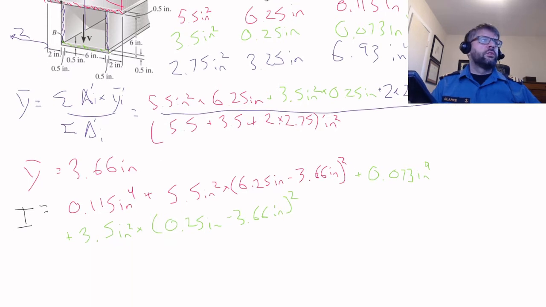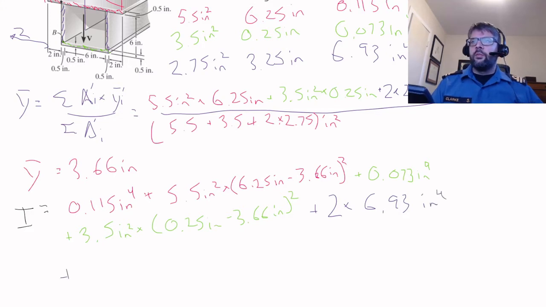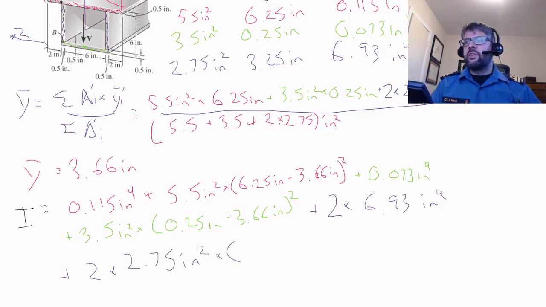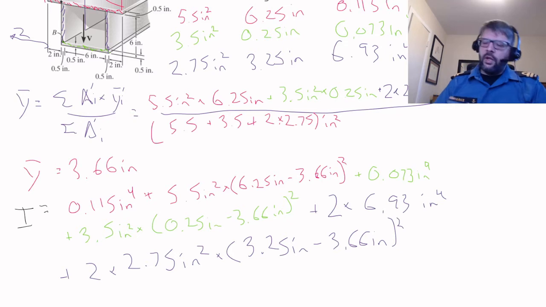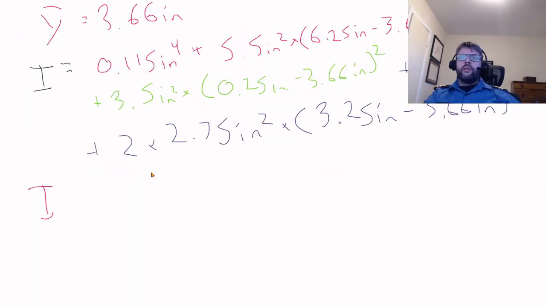And then the purple, plus 2 of them times 6.93 inches to the fourth plus, again, 2 times 2.75 inches squared times 3.25 inches minus 3.66 inches, all that squared. So, okay, adding all that together ends up being 92.56 inches to the fourth.